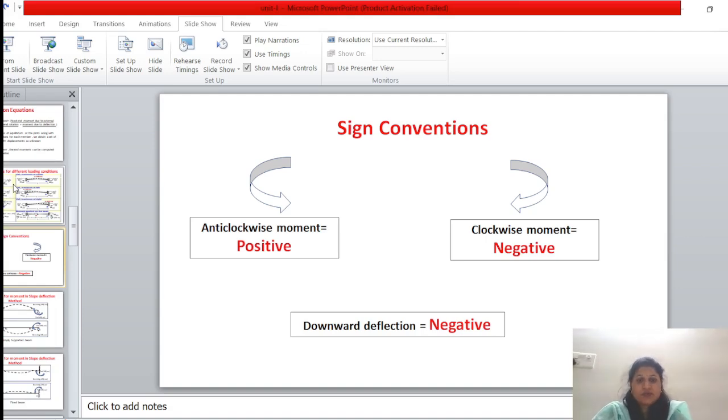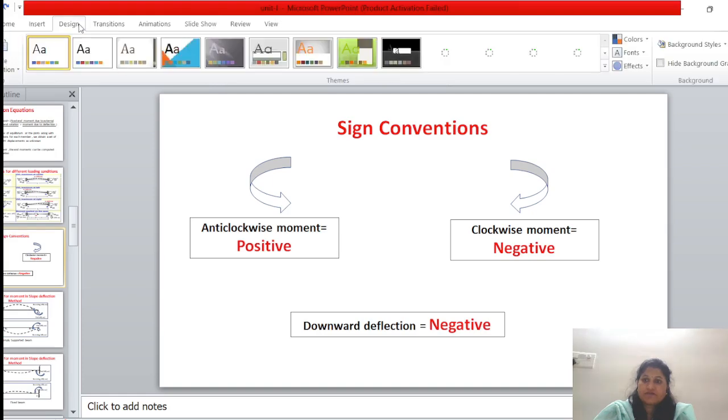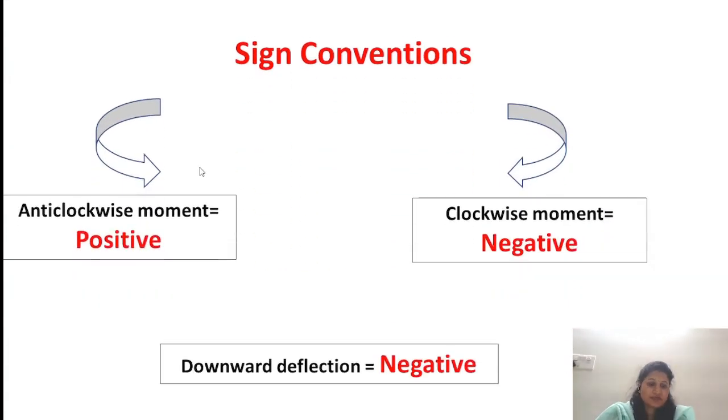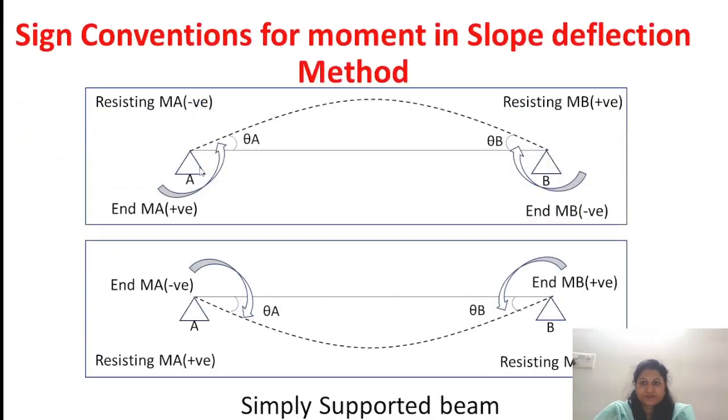Before starting the equation, we will see the sign convention. Anticlockwise movement is positive and clockwise movement is negative. Similarly, for deflection, downward deflection we will consider negative and upward deflection positive. Now the sign convention for the moment in the slope deflection method.